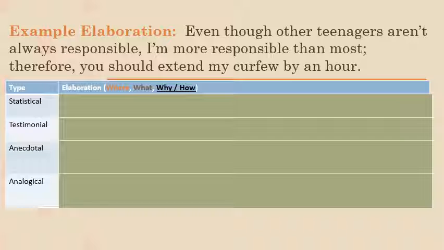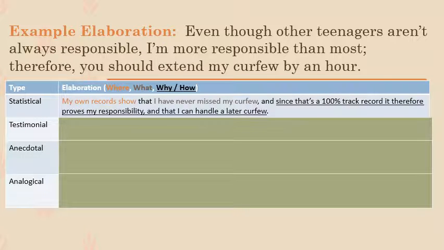We can look at different uses of the different types of evidence, and we can see how we can build up those complex sentences with the where, the what, and the why or how in order to explain our statistical evidence in a meaningful way, or explain our testimonial or anecdotal or analogical evidence in a very purposeful way. So let's look at how that's done. If we provided some kind of statistic to defend our argument, we might then explain it this way.